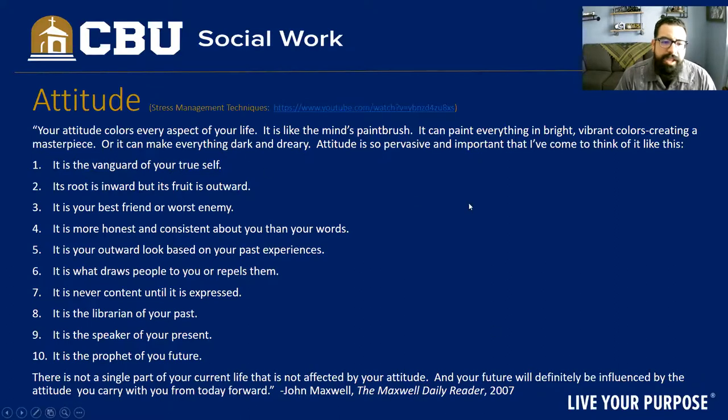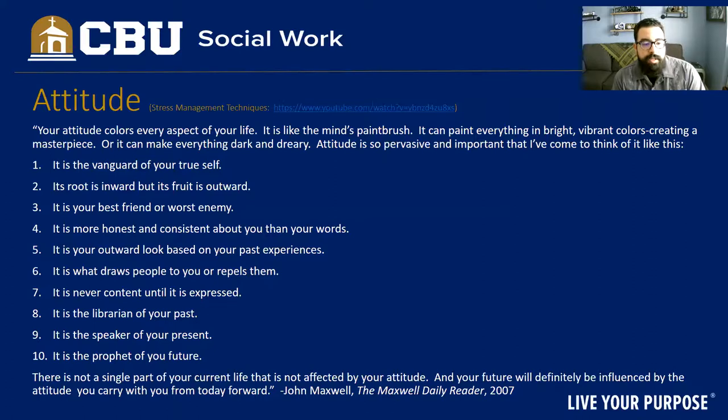Your attitude colors every aspect of your life. It's like the mind's paintbrush. It can paint everything in bright, vibrant colors, creating a masterpiece, or it can make everything dark and dreary. Attitude is so pervasive and important that I've come to think of attitude like this. And so John Maxwell says, attitude is the vanguard of your true self.